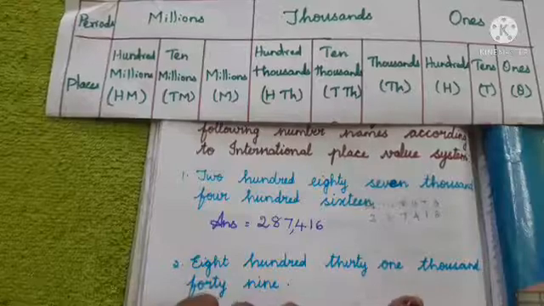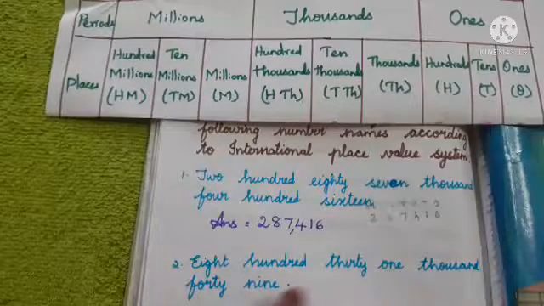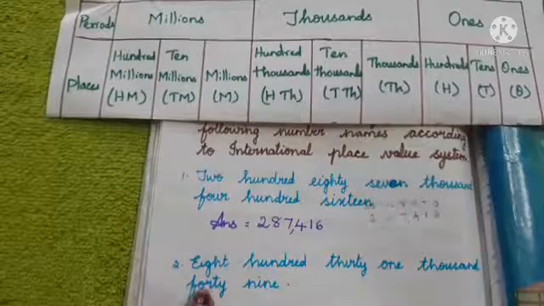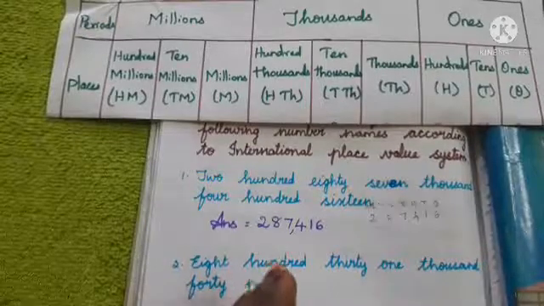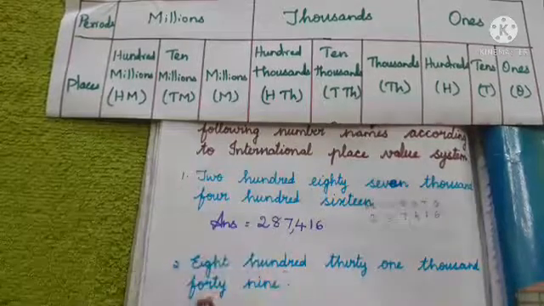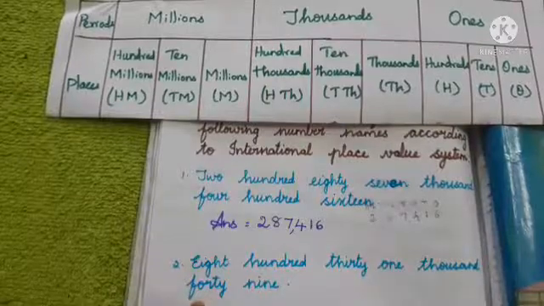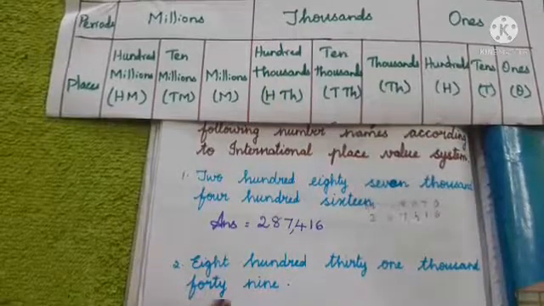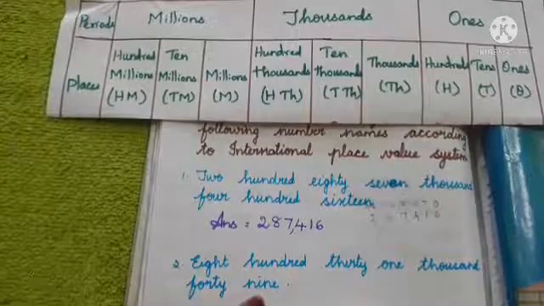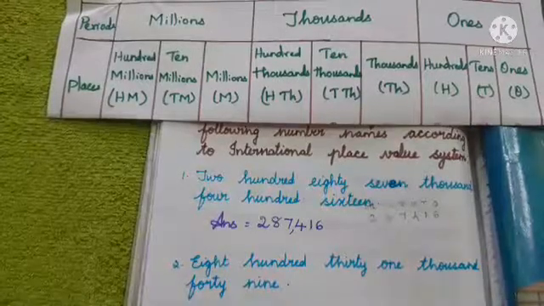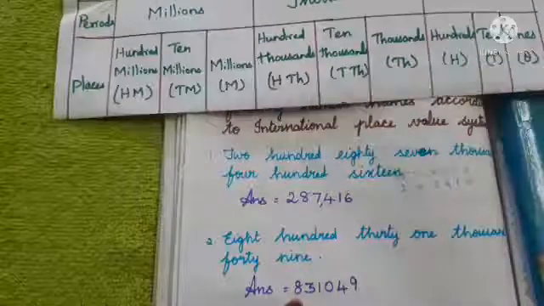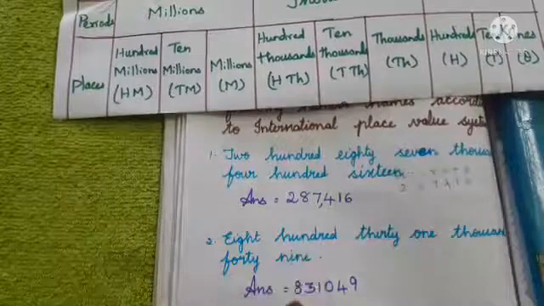So 800, 31,000. Next, what is the next place value? 100, but it's not given, isn't it? So here how many hundreds are there? Nothing. So we have to write 0 in the 100 place. Next tens and ones, what do we have in the tens? 40, that is 4 tens and 9 ones. So we can write the answer as 800.